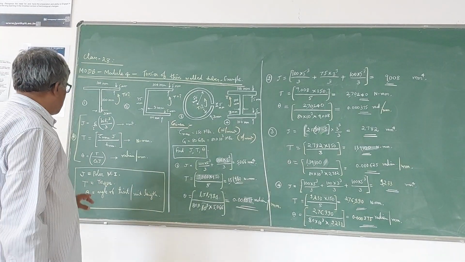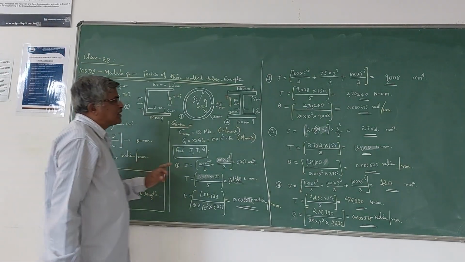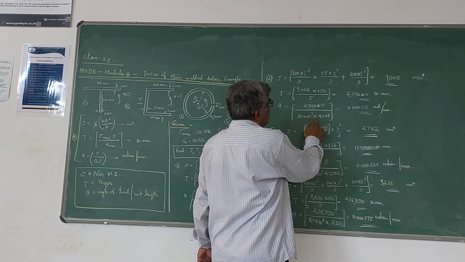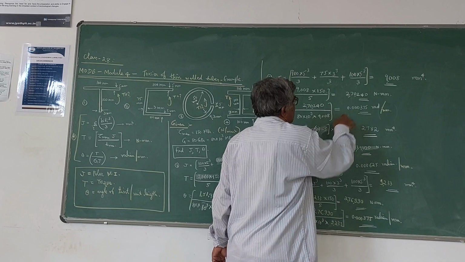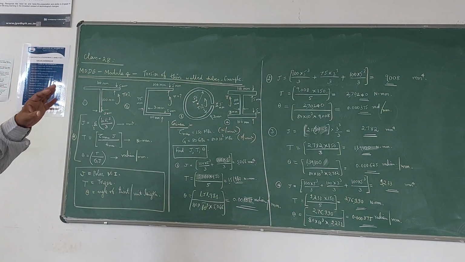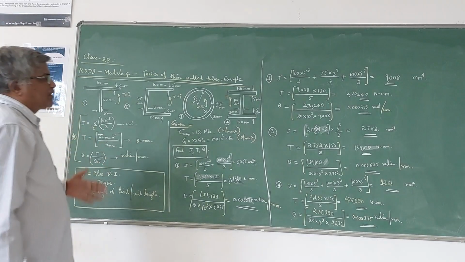And theta is given by T divided by GJ. Once again T is this, divided by G, which is 80 into 10 power 3, into J is this. So if you simplify this, you will get the same value, 0.000375 radian. That is the angle of twist per millimeter length of the tube.